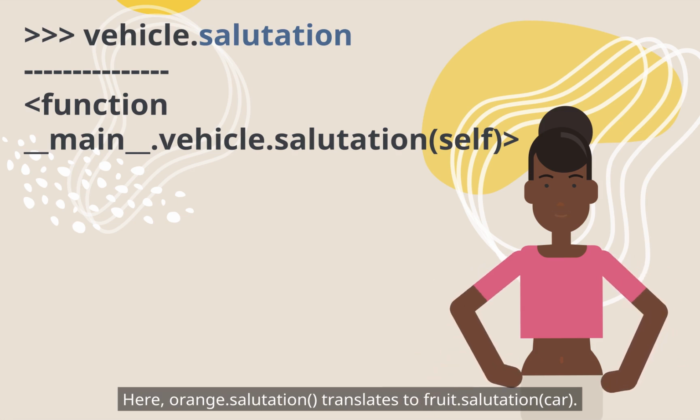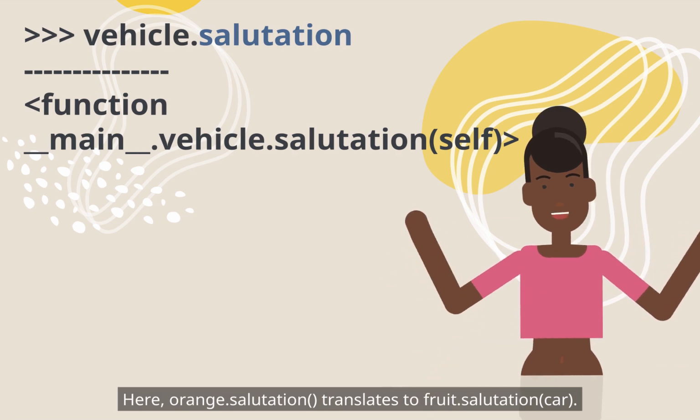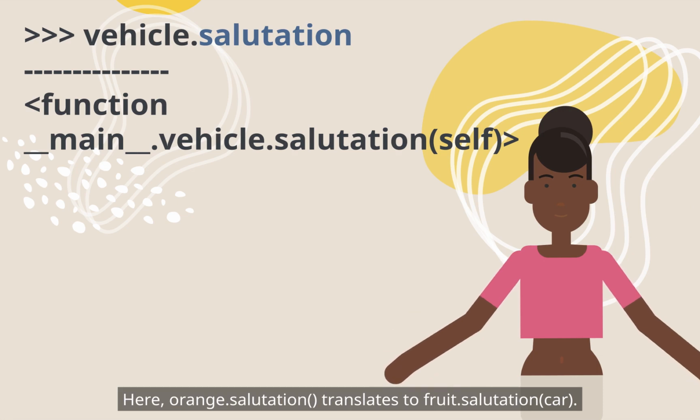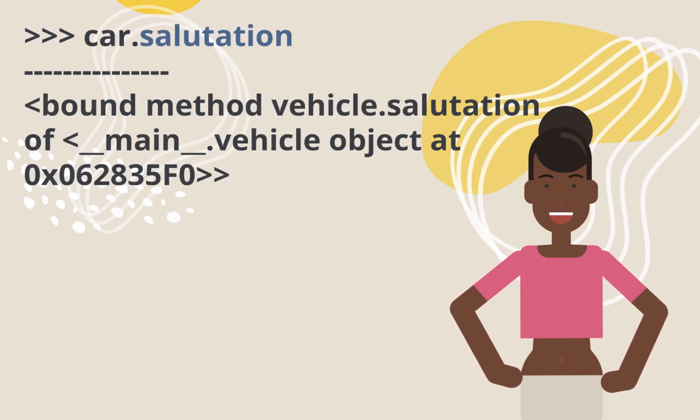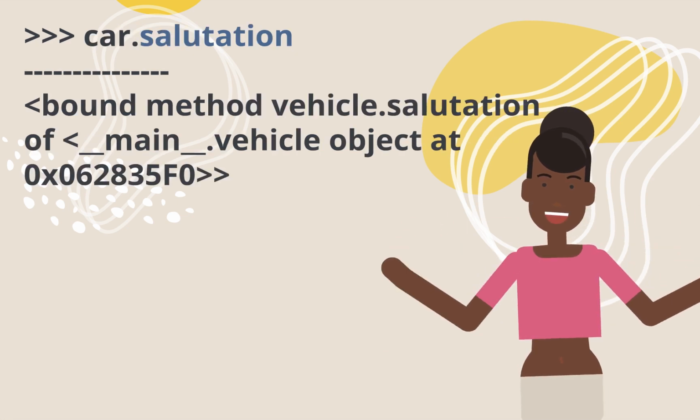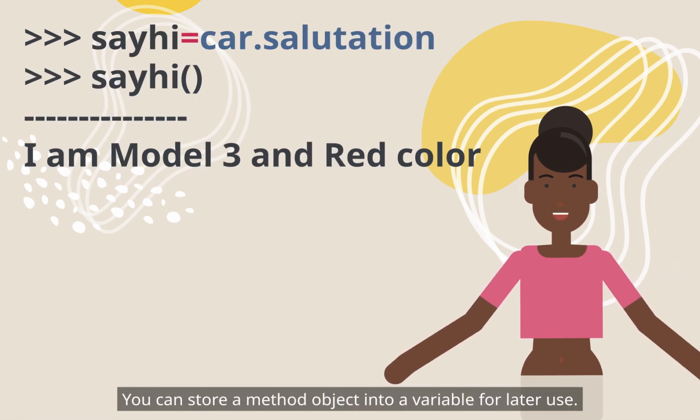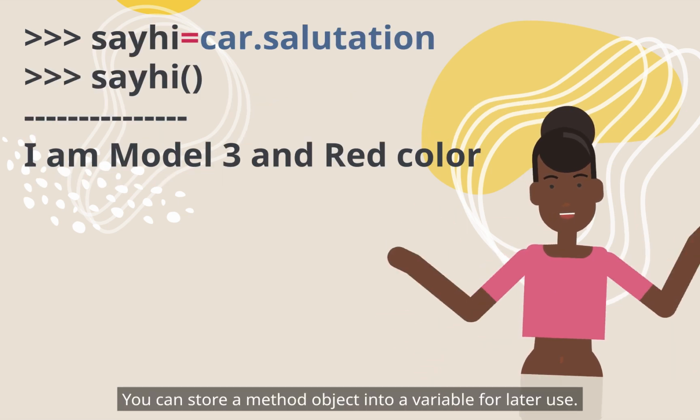Here, orange.salutation translates to fruit.salutation, car. You can store a method object into a variable for later use.